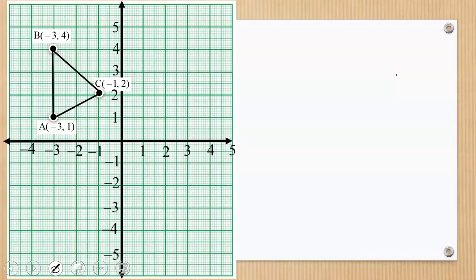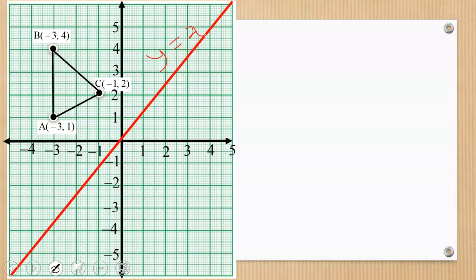This time we're going to look at reflection in the line y is equal to x. Y is equal to x means that any value of y, the same value we get for x. So when you plot this point, you can get a straight line called y is equal to x. Now this is going to be our mirror line, and so we are going to reflect the point A, B, and C over the mirror line.